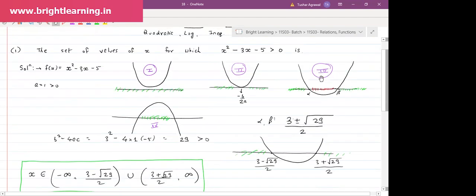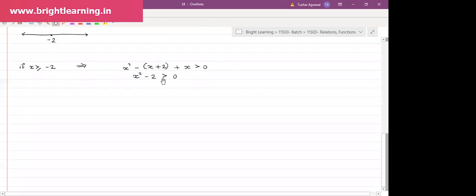Case 3 graph will apply. x square minus 2 should be greater than 0. So what are the roots in that case? Finding the roots is very easy: x minus root 2, x plus root 2 should be greater than 0. Either go by the quadratic approach or go by the wavy curve method from linear inequalities. While studying inequalities, I told you the wavy curve method.